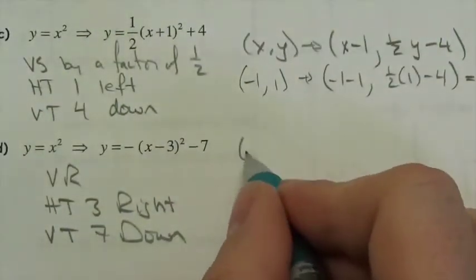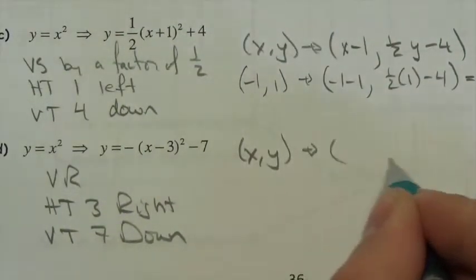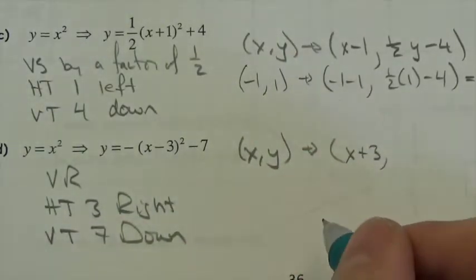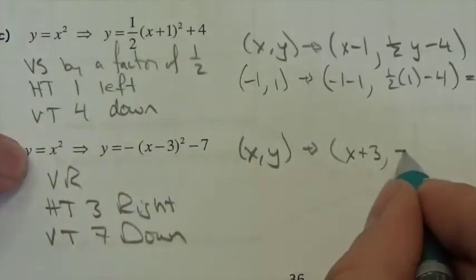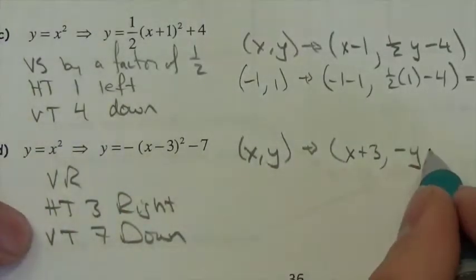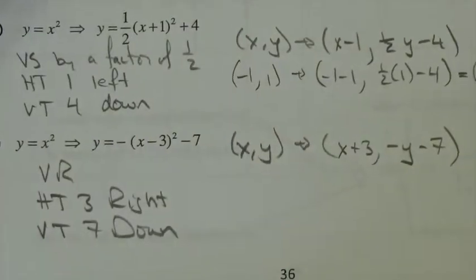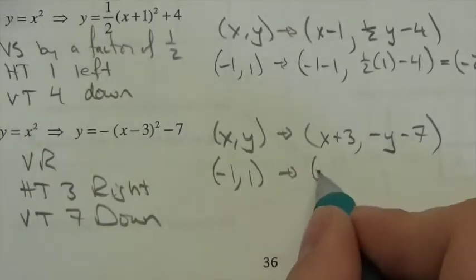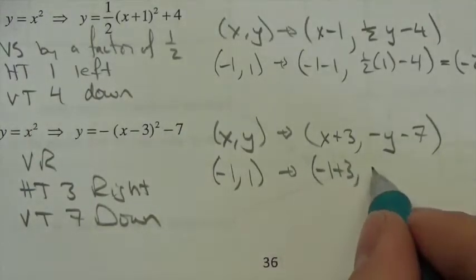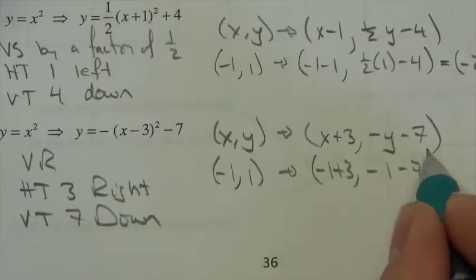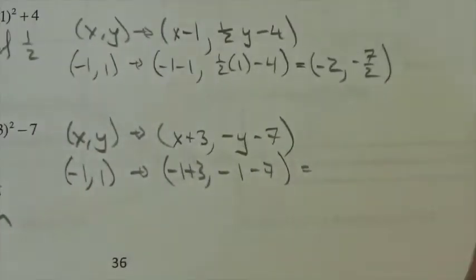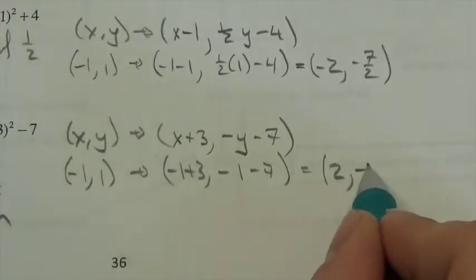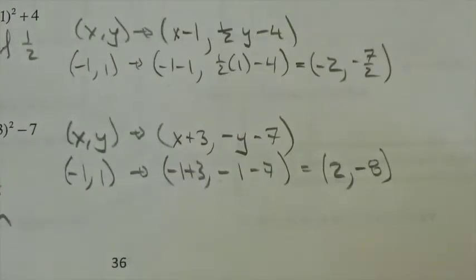All right, so now our general point x comma y, when we plug in those transformations, 3 to the right means x plus 3. That vertical reflection means I'm putting a negative in front of the y coordinate, and then 7 down means I'm subtracting 7 from that. And so now we take that negative 1, 1, and we plug it in. So negative 1 plus 3 is the x coordinate. Negative 1 minus 7 is the y coordinate. And what do we get here? Well, negative 1 plus 3 is positive 2. Negative 1 minus 7 is negative 8. So there's our final point.